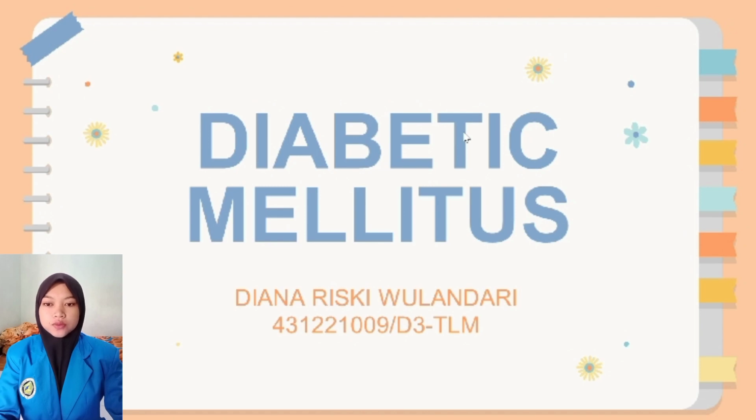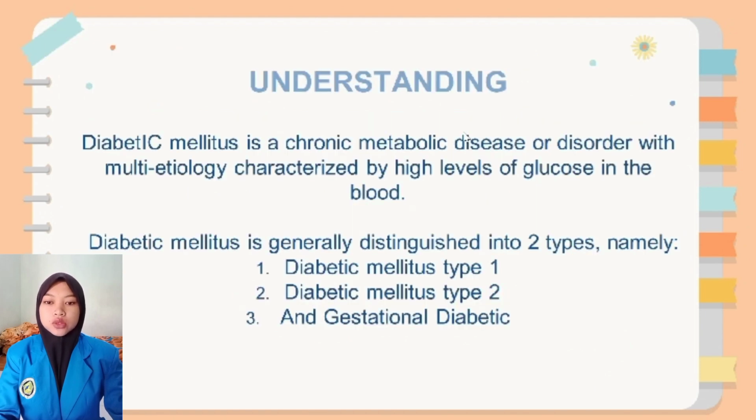Diabetes mellitus. Diabetes mellitus is one of the chronic metabolic disorders with multi-etiology characterized by a high level of glucose in the blood. This disease is due to chronic carbohydrate metabolism disorder. The disease is characterized by the presence of persistent hyperglycemia and glucosuria.